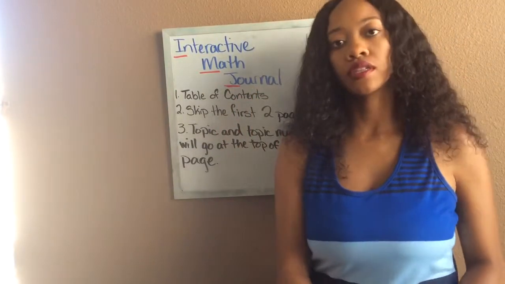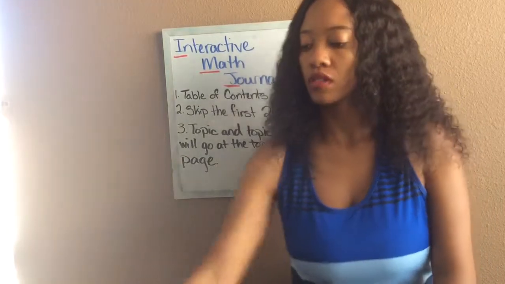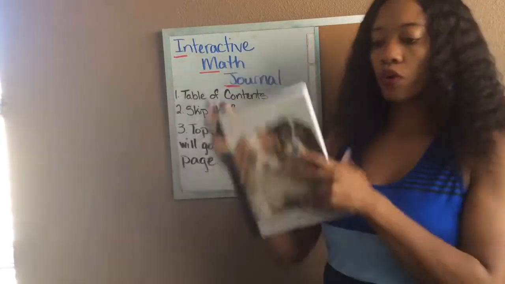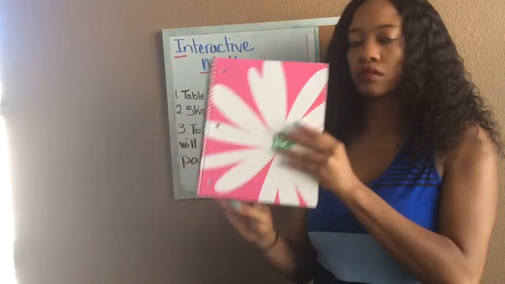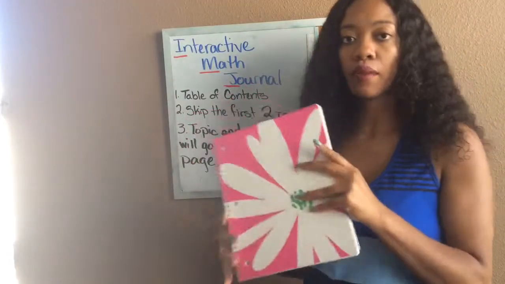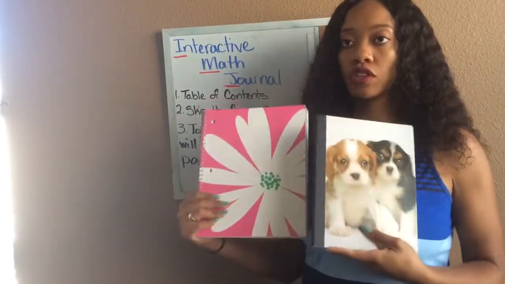Today I'm going to show you how to set up your interactive math journals. What you'll need is a composition notebook or a spiral notebook. Either one does not matter to me as long as you know this is your IMJ.